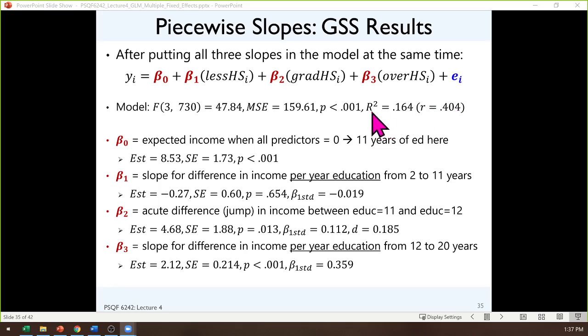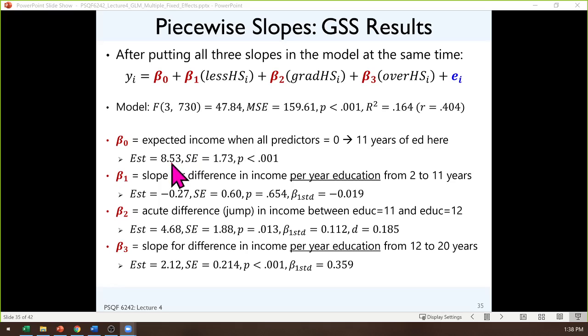So R squared tells us in effect size terms how good our model is, how effective our model is. The test of whether or not that R square is significantly greater than 0 is the F test of the model. So our 3 slopes do work together to significantly predict variance in income. 16% is how much variance they predicted. Okay, questions on that much? Okay.